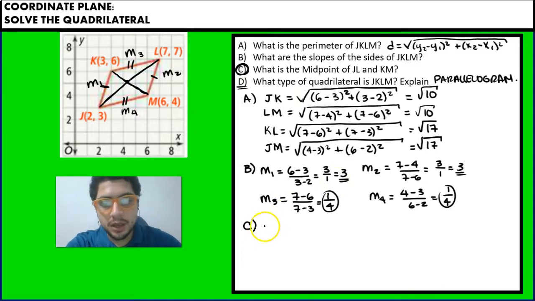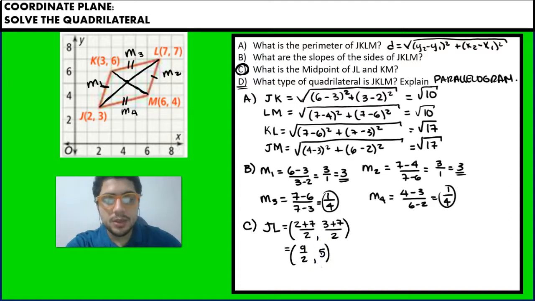So, the midpoint of JL, right, is going to be equal to 2 plus 7 divided by 2, and 3 plus 7 divided by 2, right? Now this is going to be 9 divided by 2, and 10 divided by 2, which is 5. So our midpoint of JL is going to be the point 9/2, or 4.5, 5.